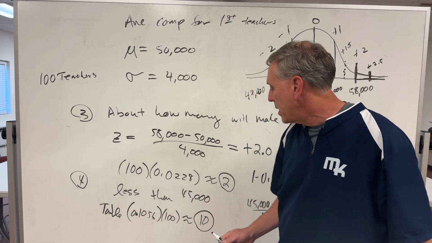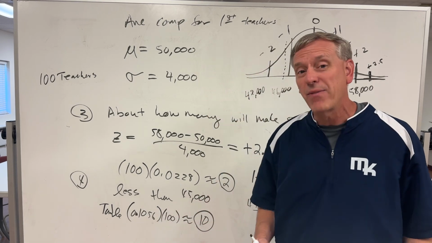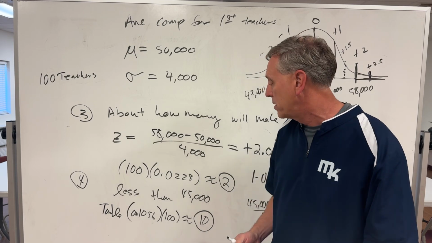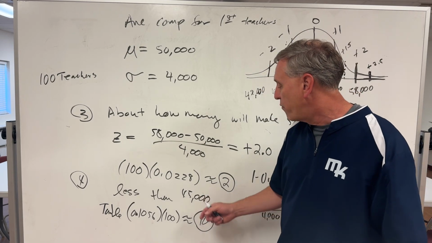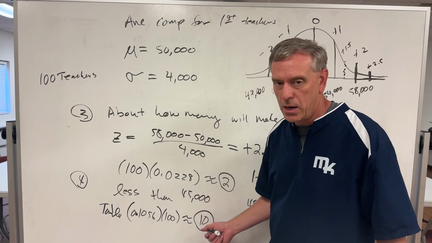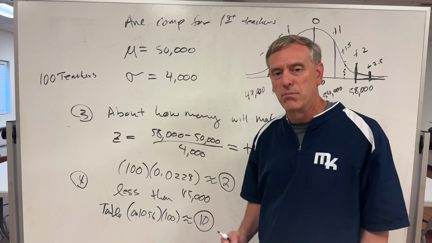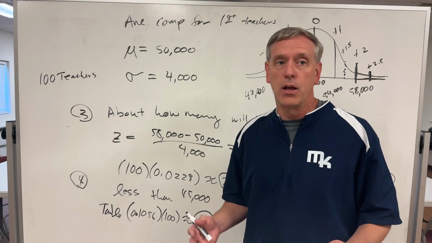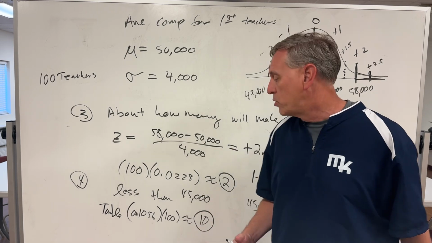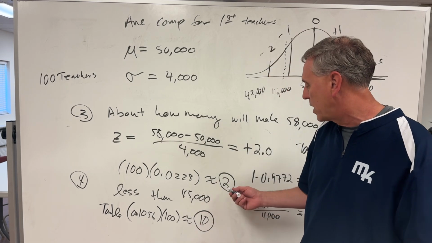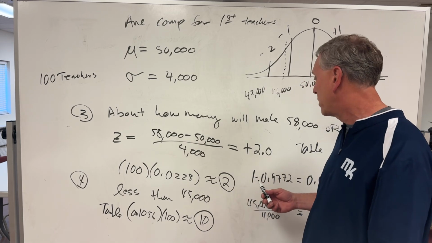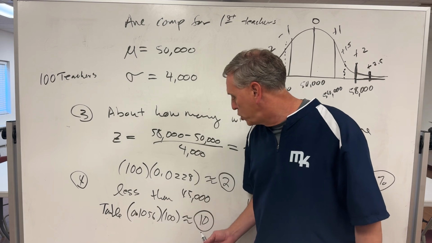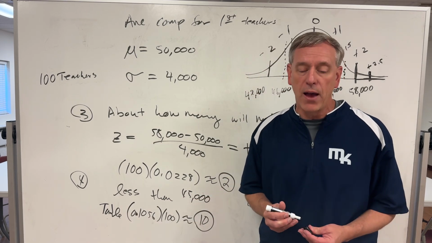and from the table, I get 0.1056. So that's my probability of making less than that, but I've got 100 teachers, so I'm going to estimate about how many of those teachers I would expect to make less than 45,000. The answer is about 10. That's 10.5, but you could round up, you could say about 11, you could just say at least 10 or something like that. It's an estimate. And so you're going to approximate and say about 10, just like here's about 2, we would expect to make more than 58,000. And about 10 to make less than 45,000.